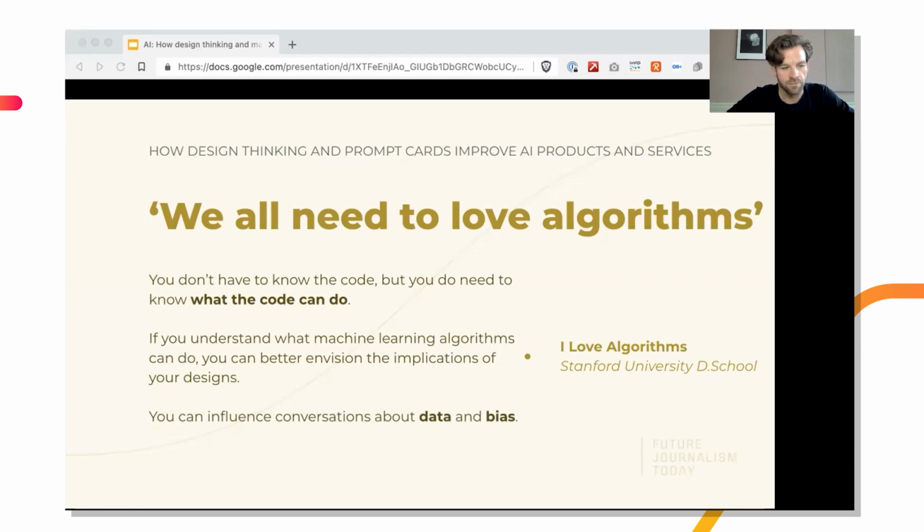So, in my opinion, if you're a journalist or an academic or a designer, or working with information as a big part of your everyday work, it's not necessary for everyone to know how to program, but to know how to read and to know what code can do. Again, it can help you conceptualize, but also have conversations about data and bias. And today I'll show you some card sets and frameworks that can help you with these conversations too.